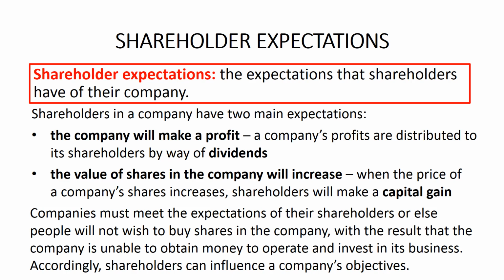It's for this reason that companies want to meet the expectations of their shareholders, and it's for this reason that shareholders can influence a company's objectives, specifically the objective that a company has about making a profit and the objective that a company has about the value of the shares in that company and how that value will increase over time. So now you can fill in more of the relevant sections of the table in your summary books.